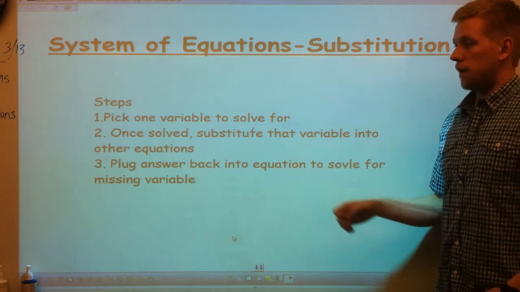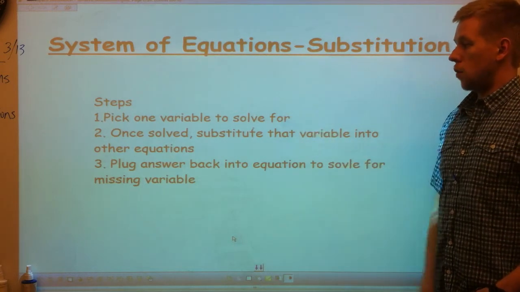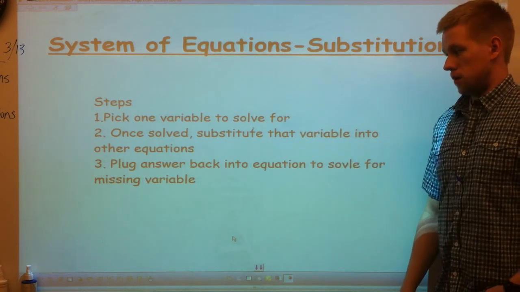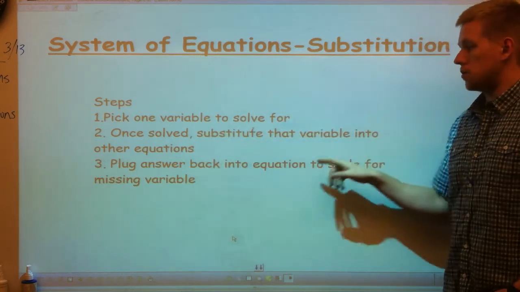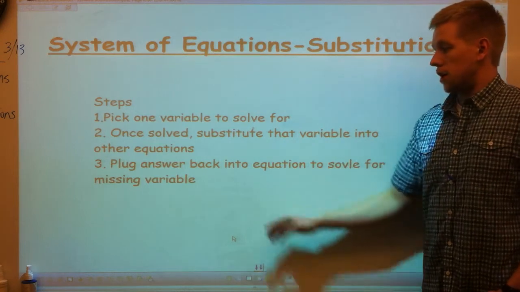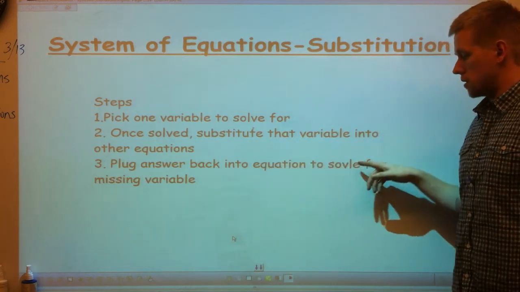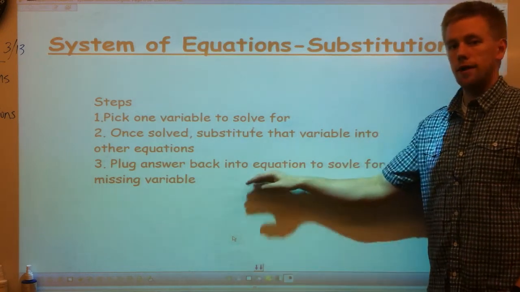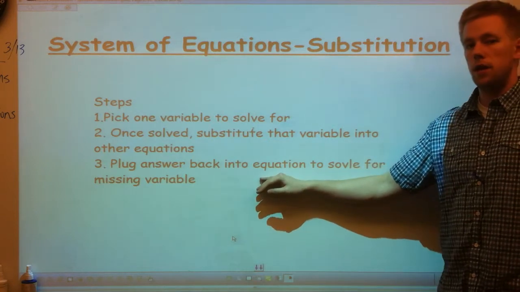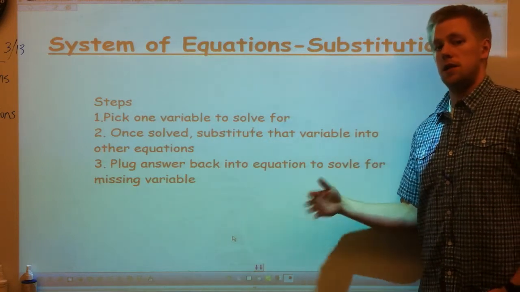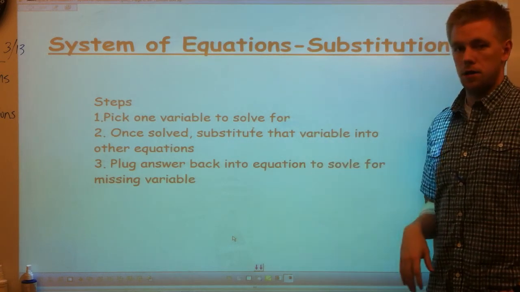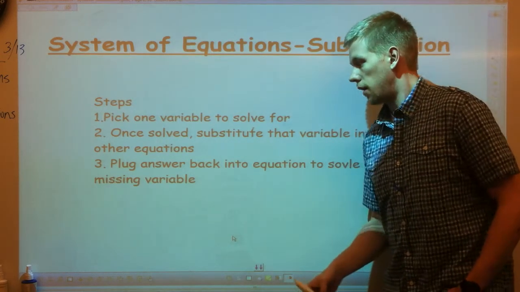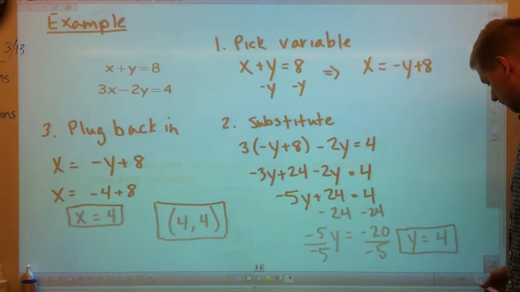So the steps to find your answer. You pick one variable to solve for. Once you solve for that, you're going to substitute that variable into the other equation. Then you're going to plug that answer back into the equations to solve for the missing variable. Just go ahead and write these steps. I know they don't mean anything to you right now because it's brand new. But when we do these examples, you're going to refer back to these 3 steps to help you answer the questions. Okay? So our first example.